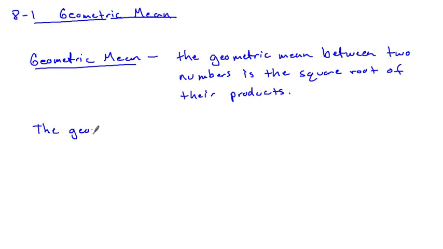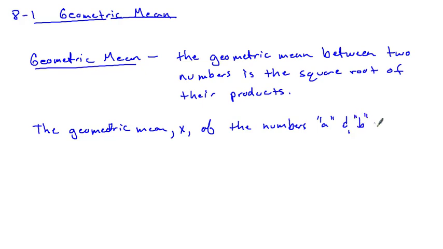The geometric mean. We'll call it x of the numbers a and b. So we're going to find the geometric mean, we'll call it x, of the numbers a and b. And it is x equals just what it says here. The geometric mean between two numbers is the square root of their products. So a times b.